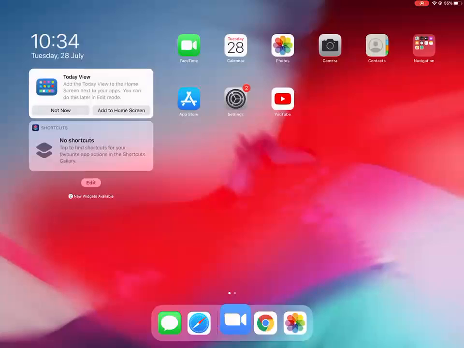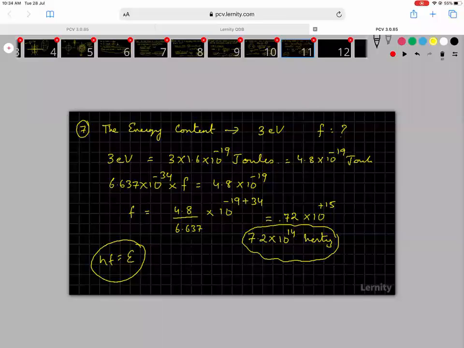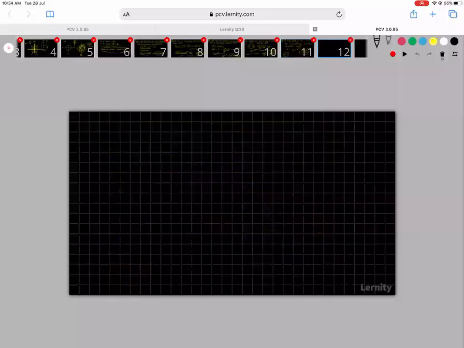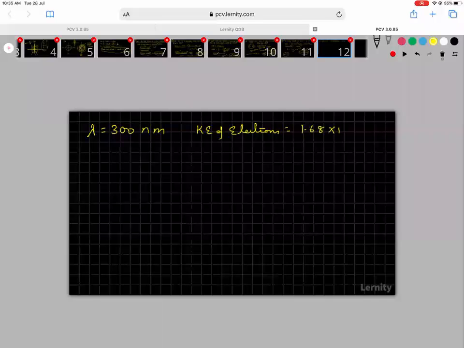Okay, so seventh one is over. Next, let's do the eighth question. Radiation of wavelength 3300 nanometer falls on an element. Electrons are emitted with kinetic energy equal to 1.68 into 10 power 5 joules per mole.